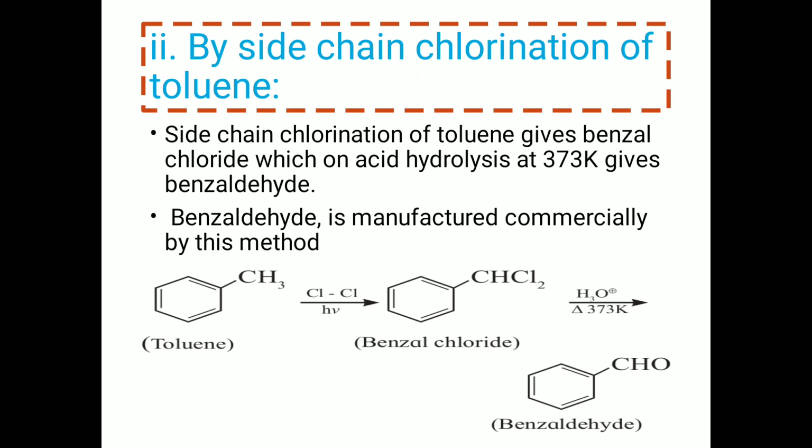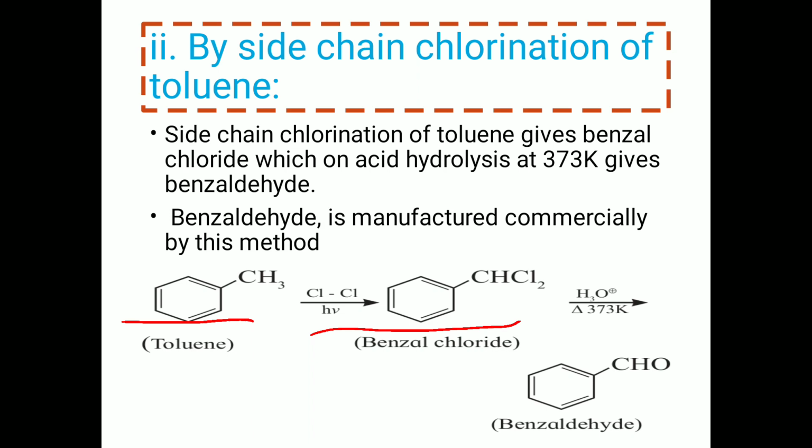Now next, the third reaction is the side chain chlorination of toluene. Now this is nothing but toluene. It undergoes the reaction. The side chain chlorination of toluene gives benzyl chloride. This is the benzyl chloride.